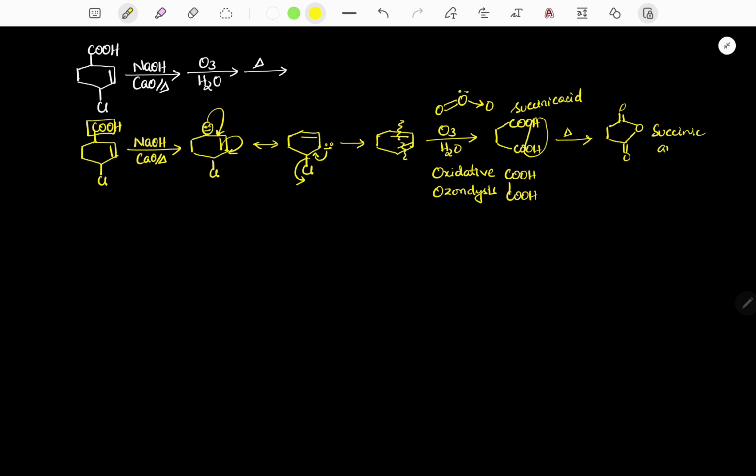succinic anhydride. And the oxalic acid on heating undergoes decomposition. It gives the corresponding CO2 and water. So when we are heating oxalic acid, we get carbon monoxide, carbon dioxide, and water.